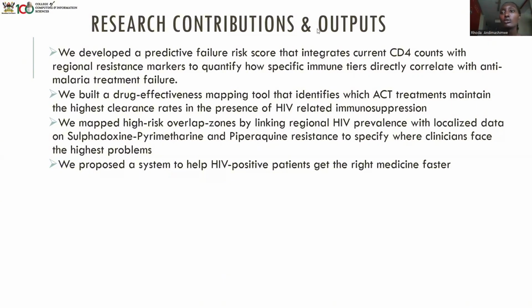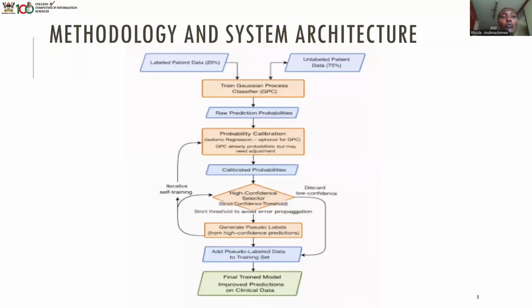So moving on, we are going to look at the architecture of our model. We have our methodology where we input the patient data. Then we train our Gaussian process classifier, get the raw prediction probabilities, calibrate them, and then use the calibrated probabilities to get the high confidence selector. Then we generate the pseudo labels, add the pseudo label data to the training set, and then we get the final trained model with improved predictions on clinical data. So there are some stages where we have to go back and retrain, and others where we have to make decisions. So this process is somewhat iterative.